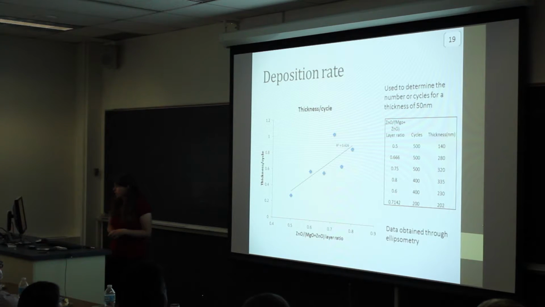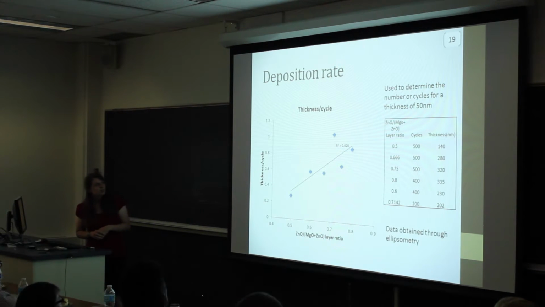Deposition rate. So also reported in Kephardt's dissertation is that they used a 50 nanometer film. That was their highest optimal film. So from this we can get how many cycles per thickness, so we can tell how many cycles to get the 50 nanometers.